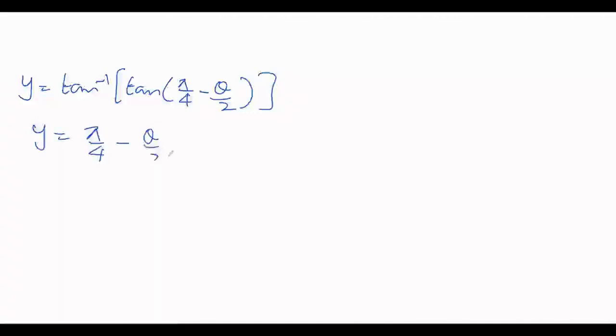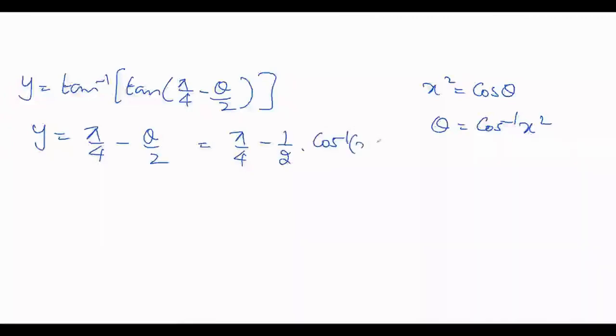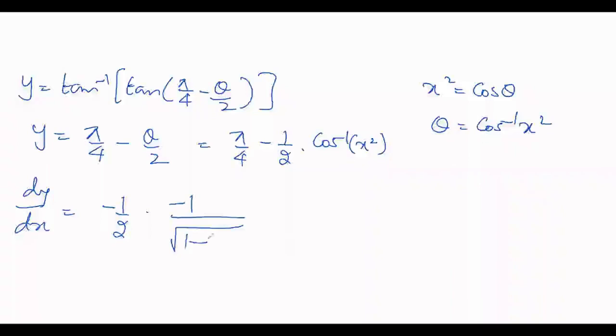So what was my substitution? X squared is equal to cos theta. So theta is equal to cos inverse of x squared. So y is equal to pi by 4 minus half and theta is cos inverse of x squared. Now let me differentiate. I get dy by dx, which is equal to differential of pi by 4, which is 0, and minus half. Differential of cos inverse is minus 1 by square root of 1 minus x squared, in this case x squared whole squared, into differential of x squared, which is 2x. So 2 gets cancelled, minus minus plus x by square root of 1 minus x power 4. So that was my answer.